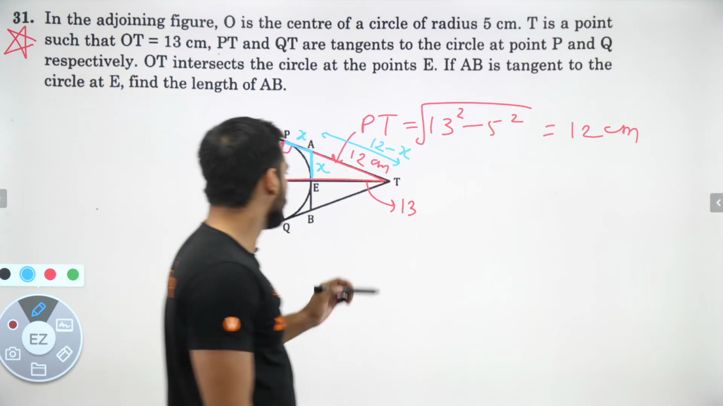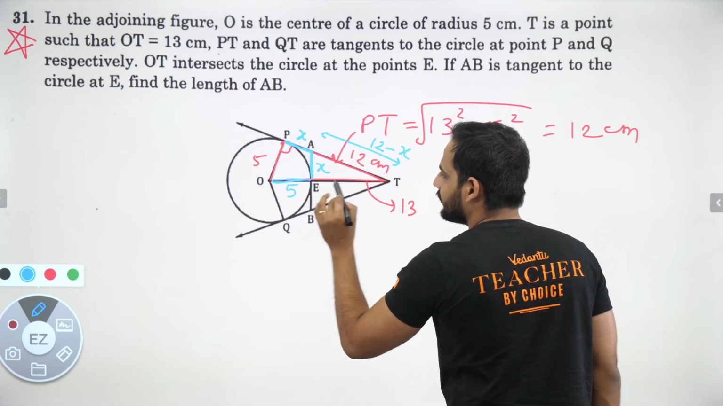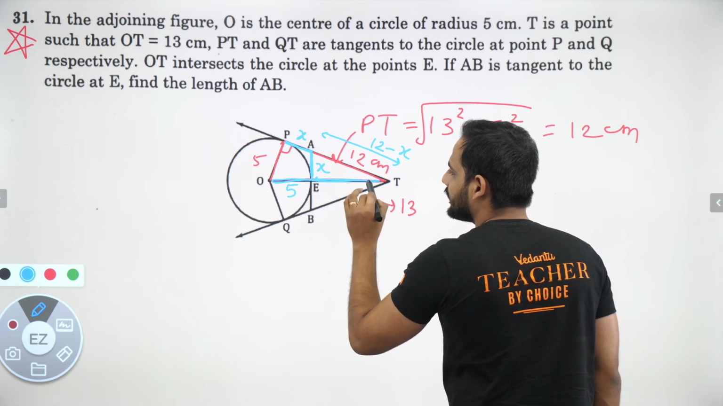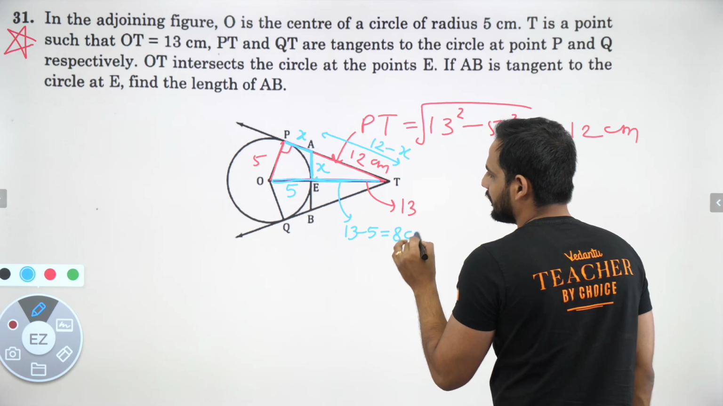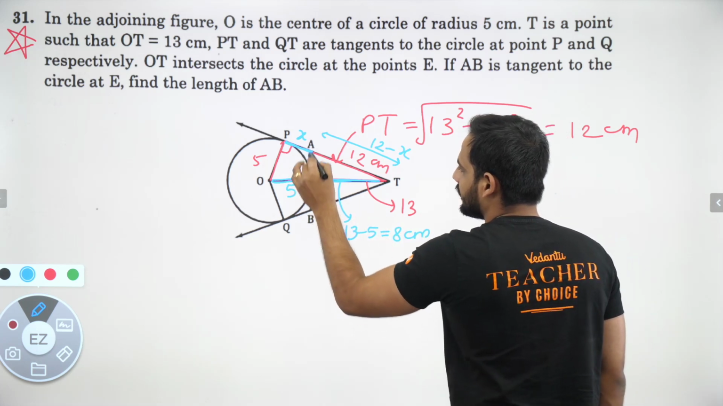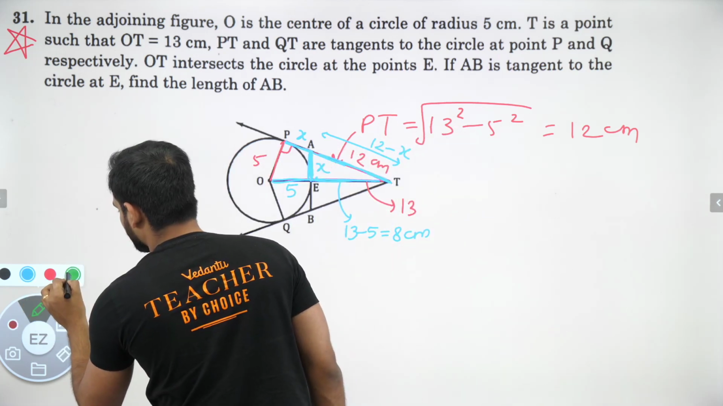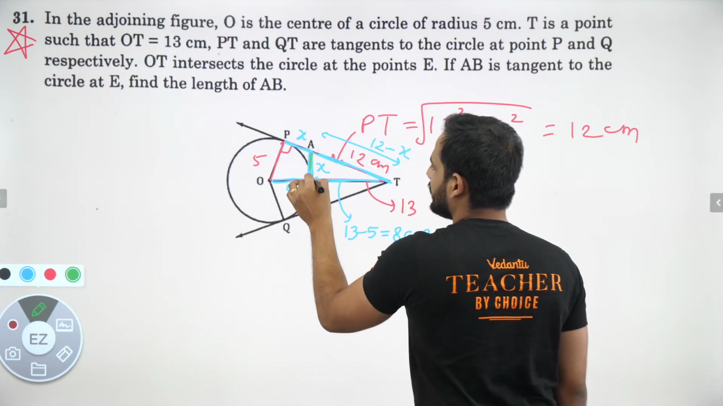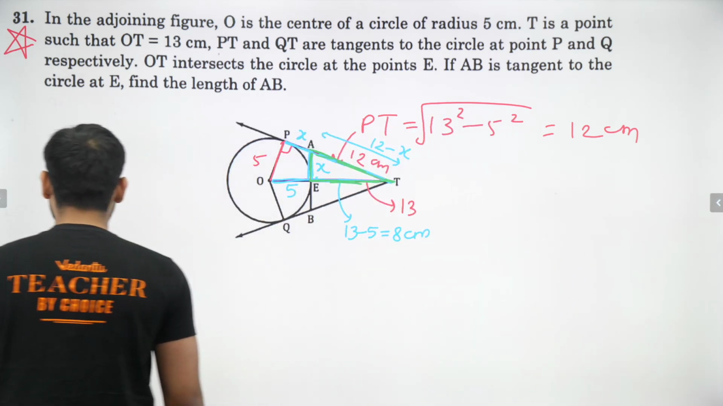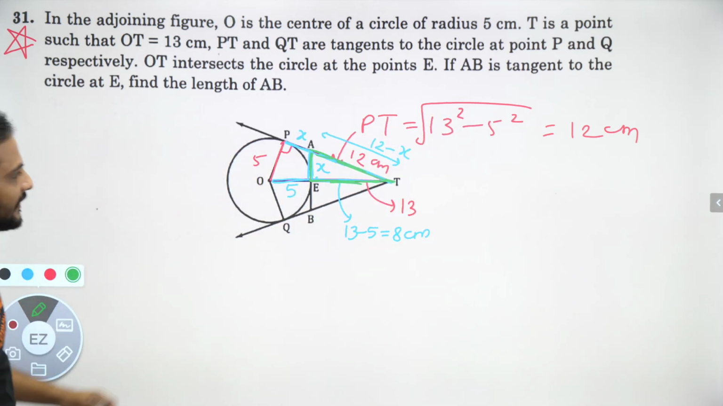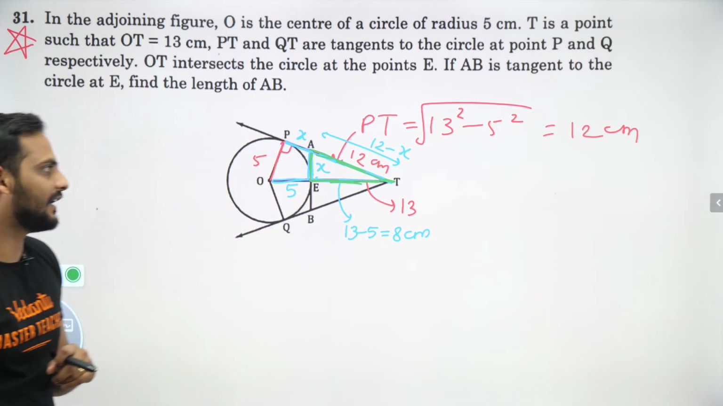Okay? Now look, this total is 13. Now OE is equal to 5, so the ET part will be 13 minus 5, which is equal to 8 centimeter. Okay? So in this triangle, the green triangle which I'll show you now, AT we know is 12 minus x, AE we know is equal to x, and ET we know is equal to 8 centimeter.